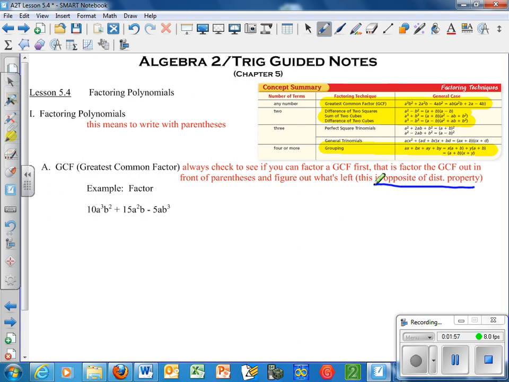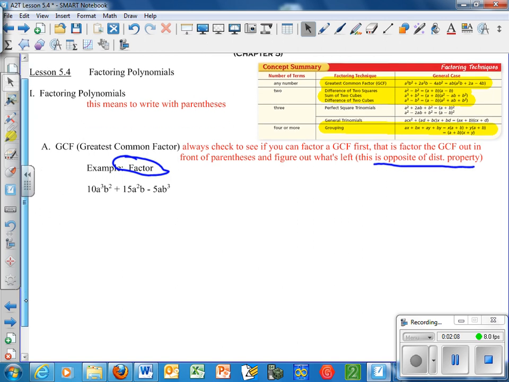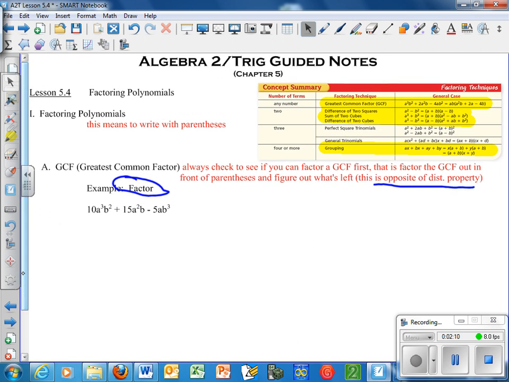So here again they're just telling me to factor. They don't necessarily say factor a greatest common factor. If we look at this, we've got a trinomial: 10a cubed b squared plus 15a squared b minus 5ab cubed. If we can, we need to factor out a common factor. That means put the greatest common factor out in front of parentheses. So if I look at the 10, the 15, and the minus 5, I can take out a 5. So I'm going to put that out in front of parentheses.